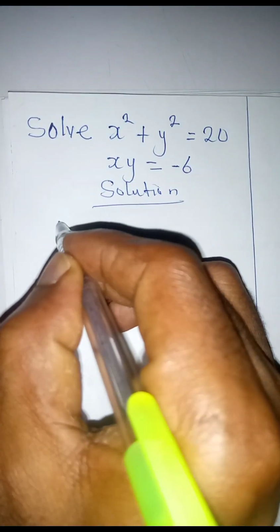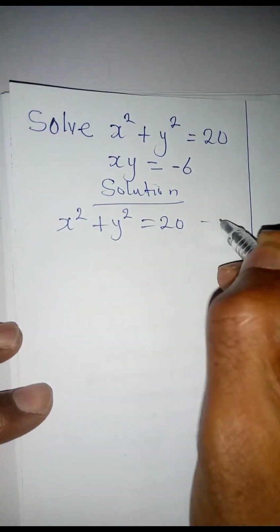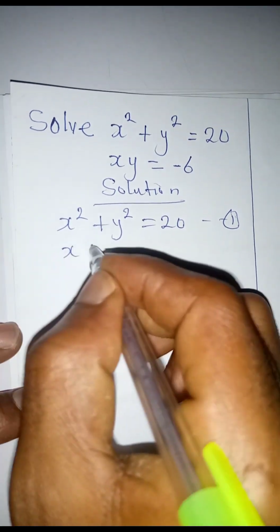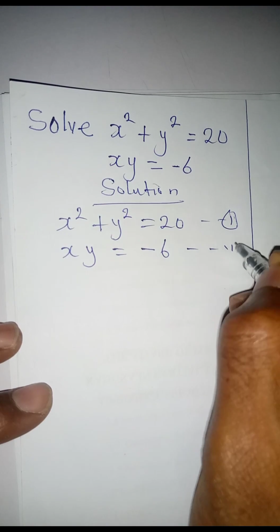Okay, so we have equation 1 to be x squared plus y squared equal to 20. This is our equation 1. Then xy is equal to minus 6. This is our equation 2.